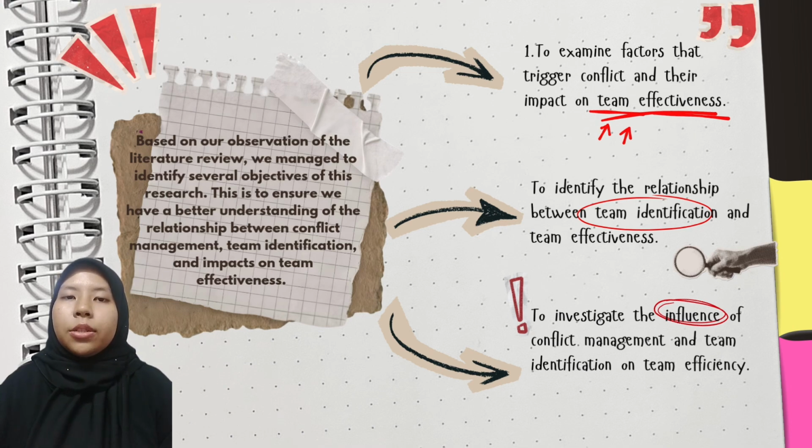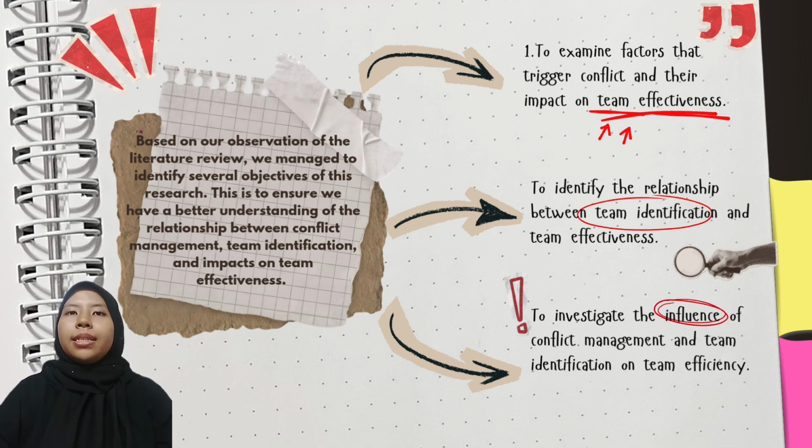The first objective is to examine factors that trigger conflict and their impact on team effectiveness. A few studies have shown that factors that can trigger conflict are gender role and also individual behavior. The outcome of this research shows that these factors can help to solve the conflict and give a good impact regarding team performance, while other factors such as leadership behavior, communication, and employee satisfaction are not significant because these cannot give a major impact to enhance team performance.